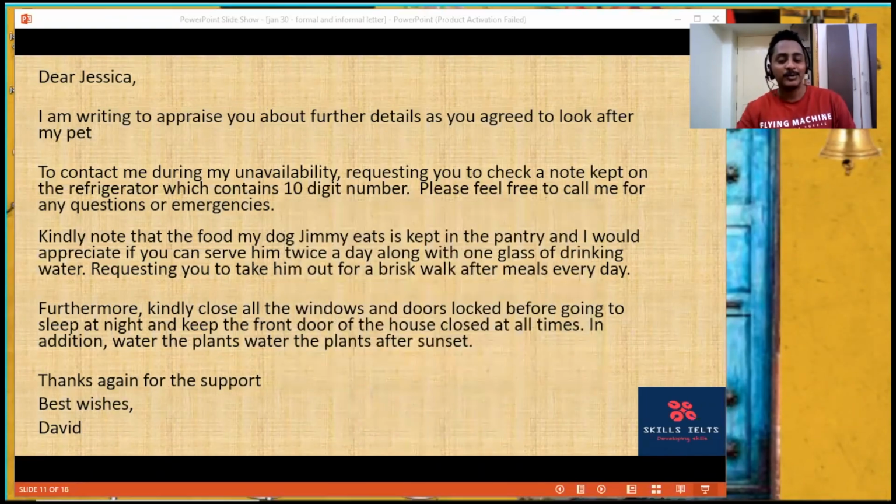Furthermore, first of all, you cannot use the word furthermore in an informal letter. If you want, you can use the word also. Otherwise, don't use anything. Kindly don't use. Close all the windows and doors, locked before going to sleep at night, and keep the front door of the house closed at all times. In addition, please don't use in addition. But for a formal letter, you have to use it.